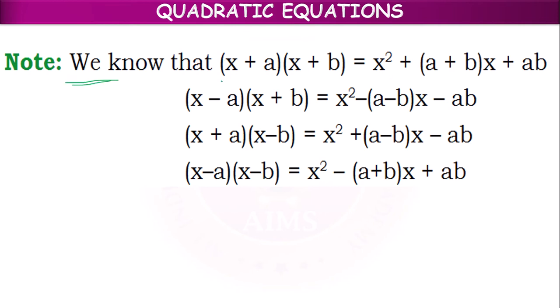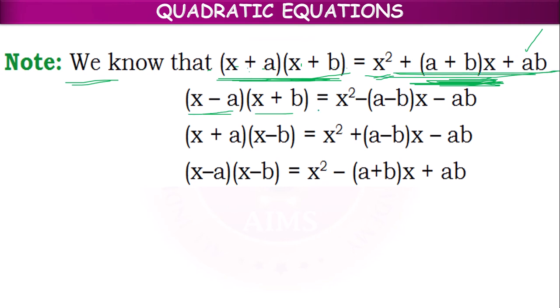Next children, we have to remember this one. x plus a into x plus b equal to x into x square, x into b, bx, a into x, ax. From these two, a plus b x, x we can take common, a plus bx we can write, a into b, ab. If these two we multiply, this will come.